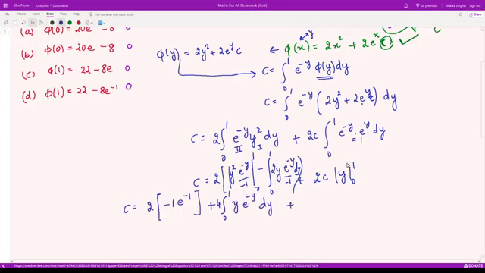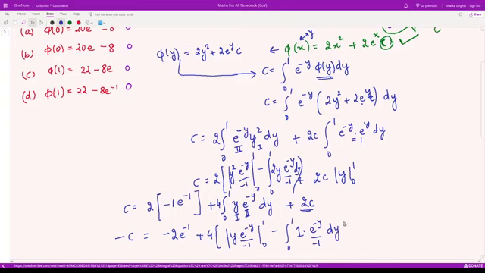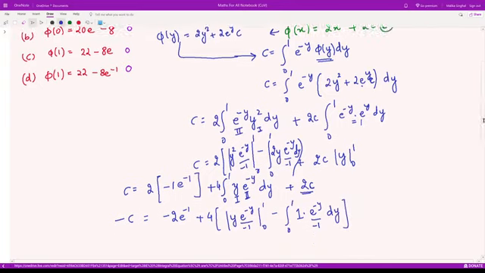And third term would be, here I am substituting the limits, it would be 2 into c, right? So this 2c could be taken on the left hand side, so we'll have minus c, that would be equal to minus 2 e to the power minus 1. And here again I have to do integration by parts, so it would be plus 4. Then first function as it is, integration of second, limits from 0 to 1, minus integration from 0 to 1, derivative of first, that would be 1, integration of second e to the power minus y upon minus 1 dy, right? So these are the terms.